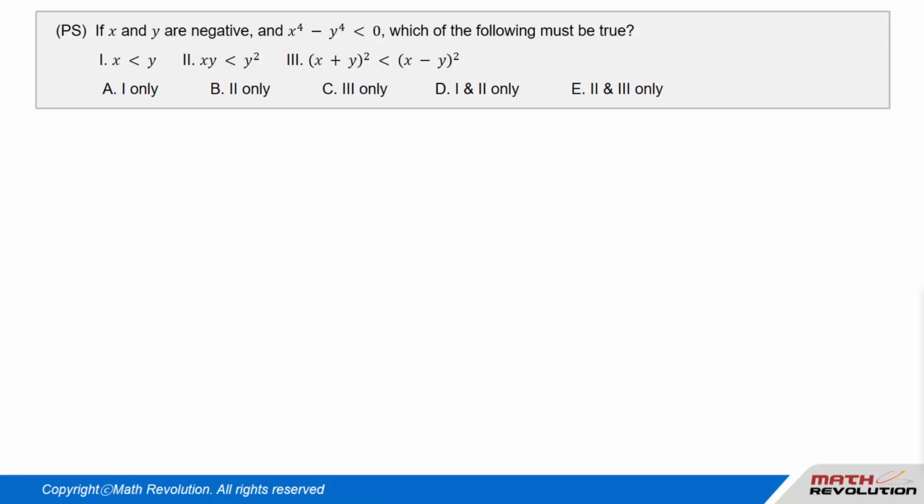Question: PS. If x and y are negative, and x to the power of 4 minus y to the power of 4 is less than 0, which of the following must be true? Option 1, x is less than y. Option 2, x times y is less than y squared. Option 3, (x plus y) whole squared is less than (x minus y) whole squared.